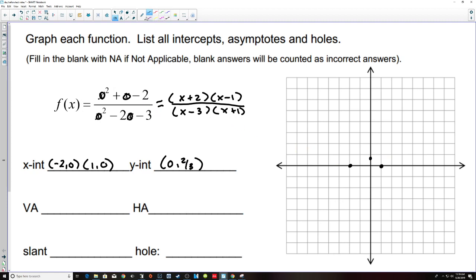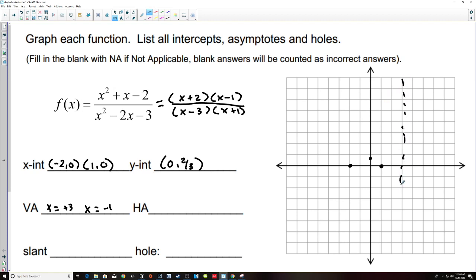Vertical asymptotes. That is what makes the denominator 0. So x equals negative 3 and x is equal to negative 1. No, positive 3. Positive 3. That's what makes that 0. So positive 3.